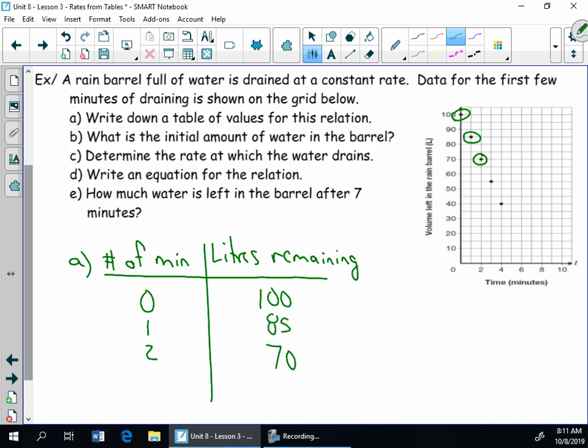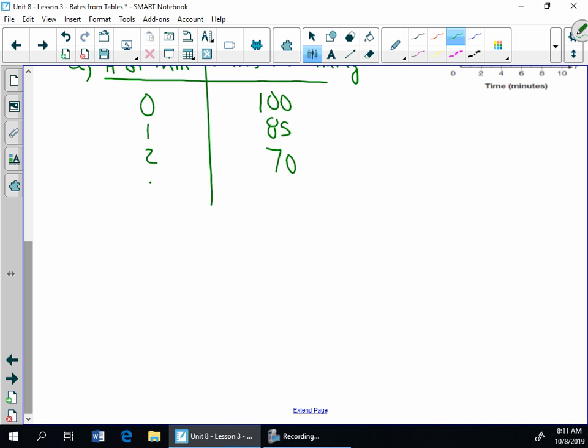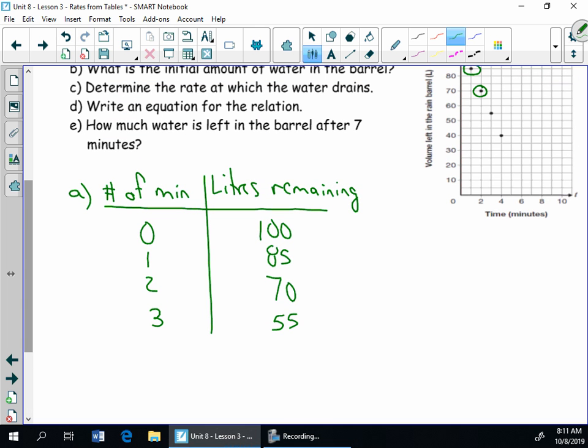There's a pattern here. Remember, we said tables are all about patterns. What's the pattern? Well, if I keep going, 3 minutes, how much did I go down? It looks like 15, so it should be 55. Let's go back and check. 3 and 55. So here's 3, and this number is at 55. Perfect. There's my pattern.